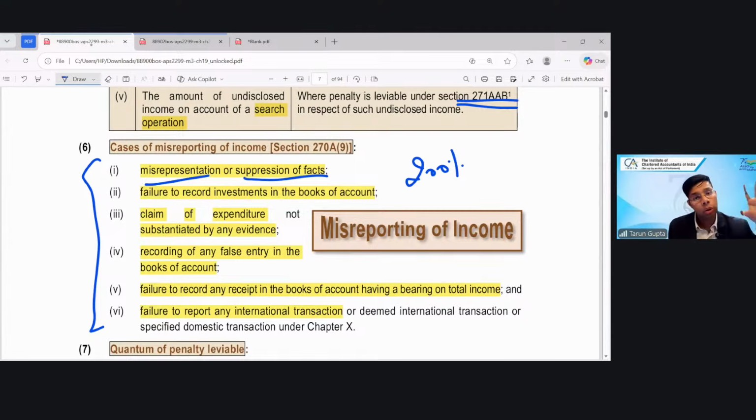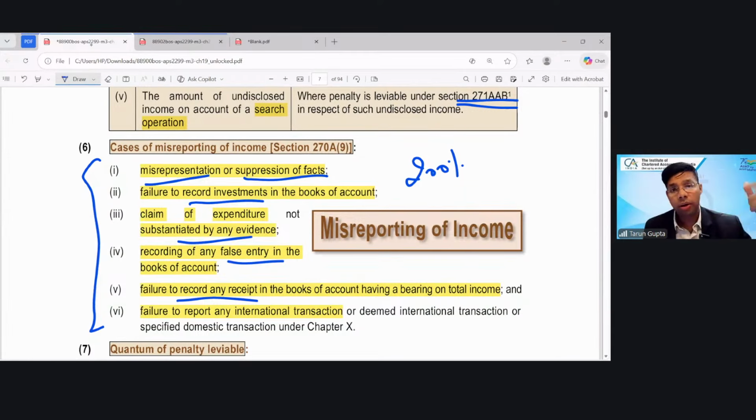Or suppression of facts. You suppress some fact, you did not disclose. You fail to record investment in the books of account, or you claim expenditure not substantiated by any evidence, meaning bogus expenditure. Recording a false entry in the books of account. Fail to record any receipt. You make a sale, but you did not record it in the books of account, so your sales are understated. Or fail to report an international transaction. You understand? If you fail to report an international transaction, then it's a case of misreporting, not even underreporting. Then you will be liable for 200% penalty. But if you have disclosed the international transaction and the arm's length price has been changed on account of a TPO order, then no penalty. Either 200% or nothing. Okay.